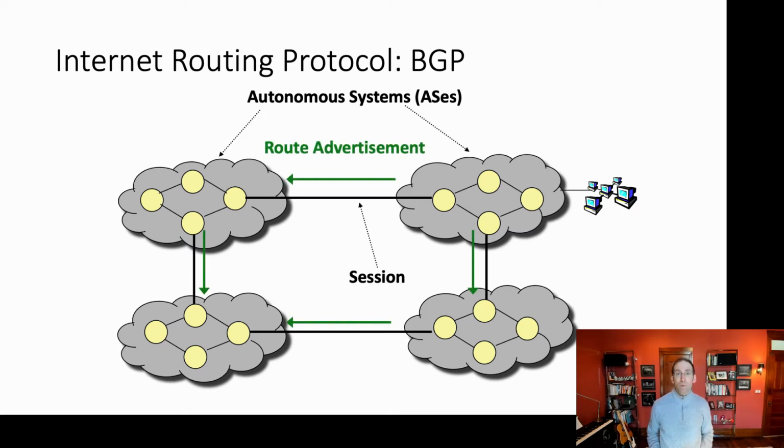A network that wants to advertise reachability to some set of destinations, or IP prefixes, would use a BGP route advertisement to advertise routes over these sessions to other autonomous systems that it connects to on the Internet.